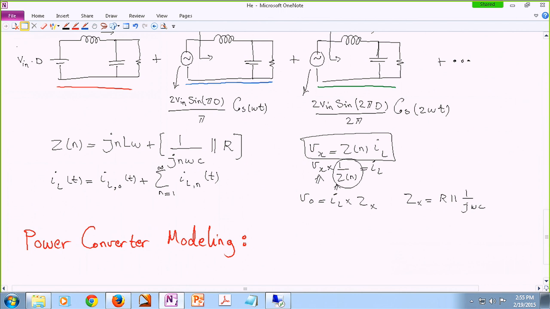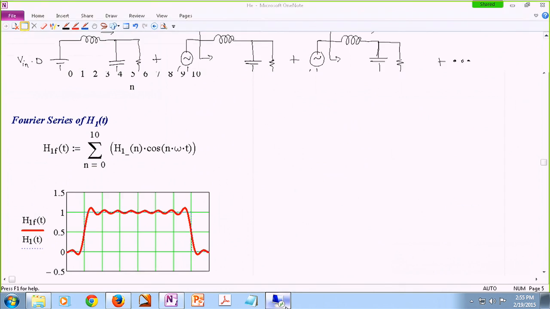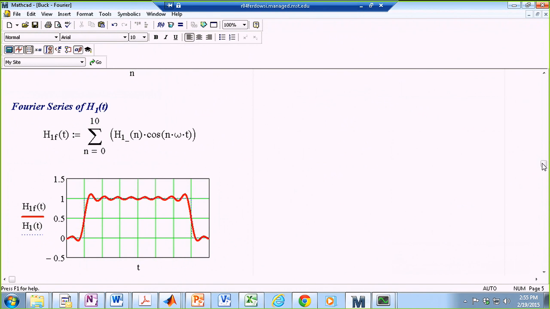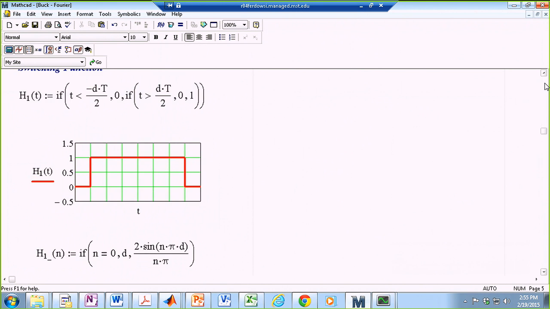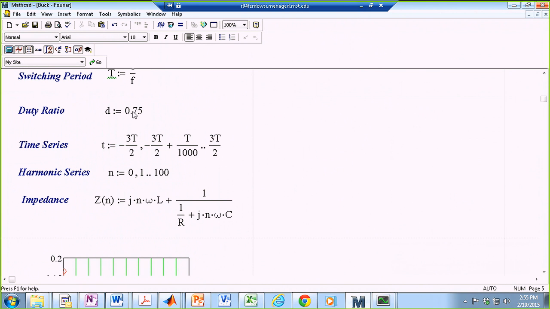Why is it that we need a model? Now, the terminology that you are going to hear a lot in power electronics is called small signal model. Why do we call it small signal model? The reason is, if you look at, for instance, the Fourier analysis that we just did, let me just bring it up here real quick. Let me go back to 0.25 duty cycle, so things are in scale.